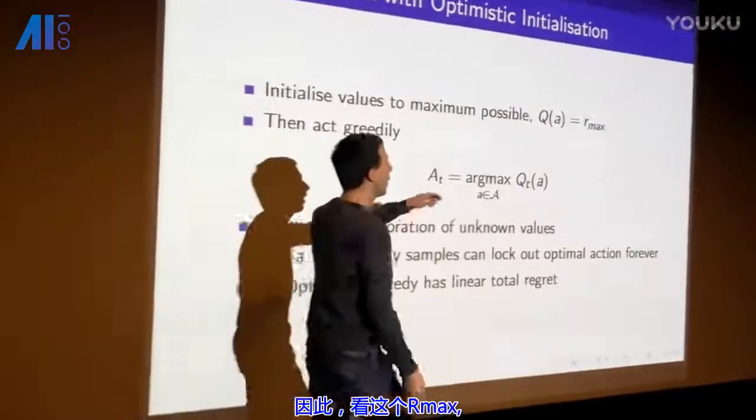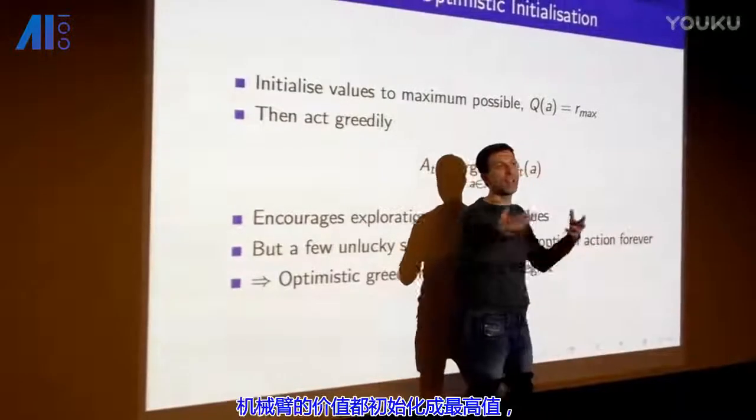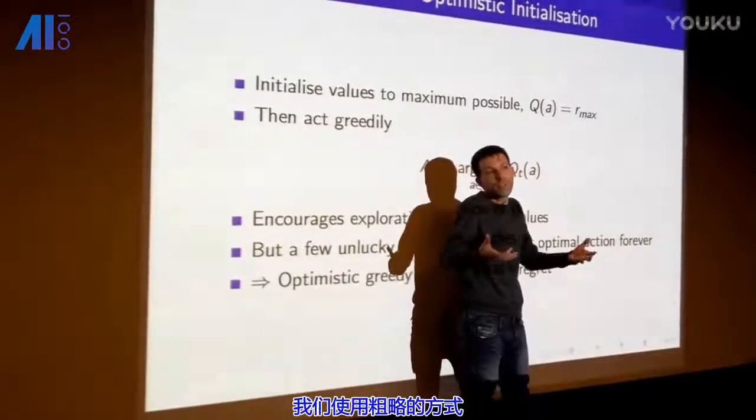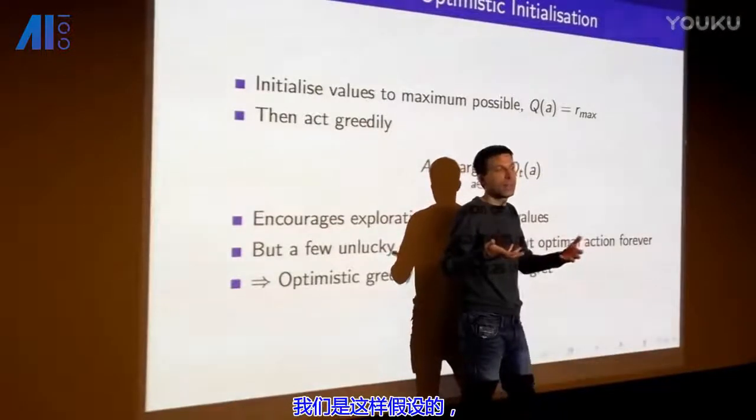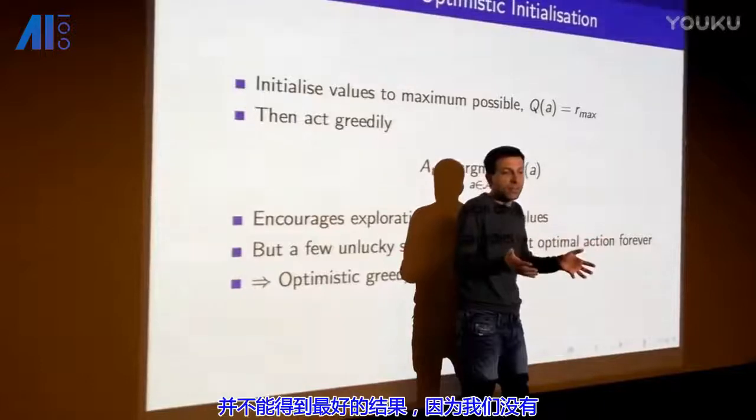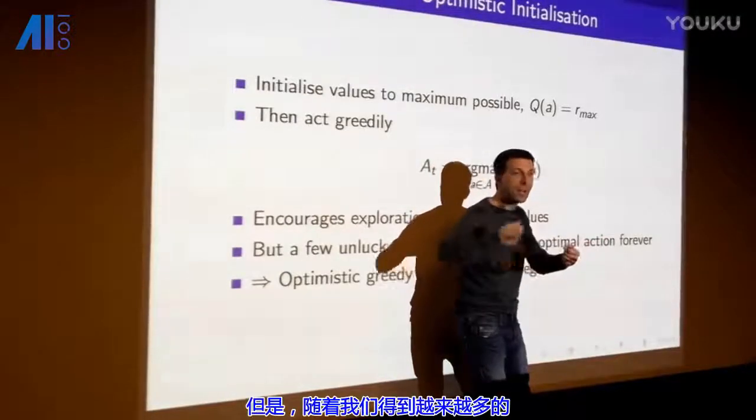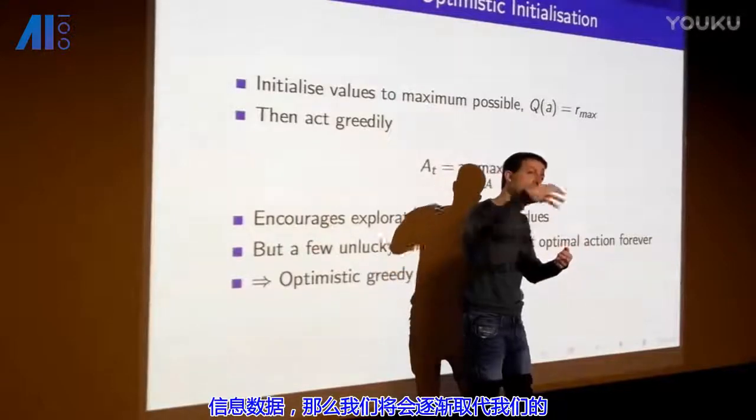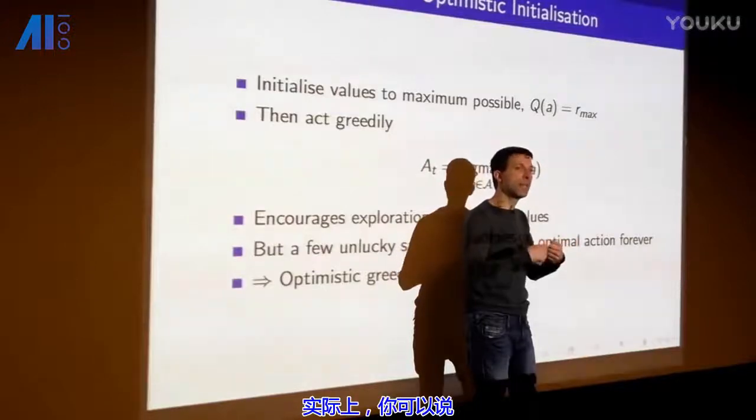So we assume that Rmax is known. We know the best possible thing. We initialize all our arms to the highest value. We assign some confidence as a crude way of estimating uncertainty. So we start off by assuming that we don't know the best thing. It's as if we've tried it a few times, but we haven't tried it forever. And now as you start to receive more and more data, it will overwhelm your initial prior on what you thought it was. So you just keep updating your means.